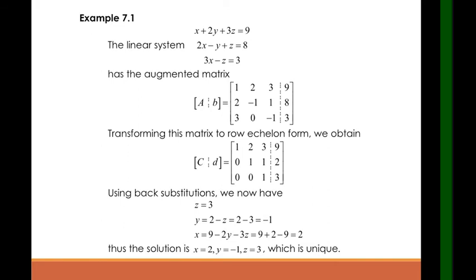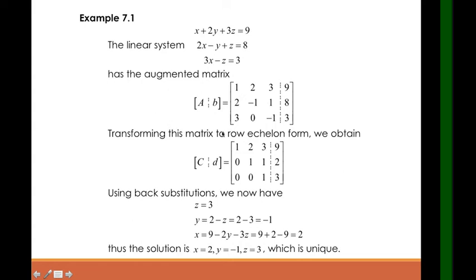The linear system that we have is x plus 2y plus 3z equals 9. I want you to review lesson 1 for you to understand this lesson number 7. Then 2x minus y plus z equals 8 and 3x minus z equals 3. So these are our given linear system. It has the augmented matrix of A augmented to B, where the values of B are 9, 8, and 3. For A we have 1, 2, and 3; 2, negative 1, and 1; and 3, 0 since there is no y, and negative 1.